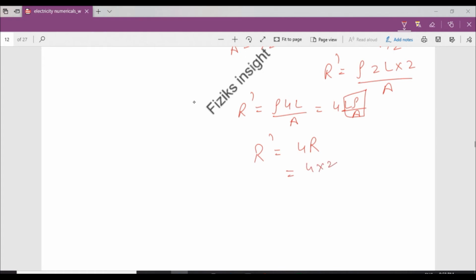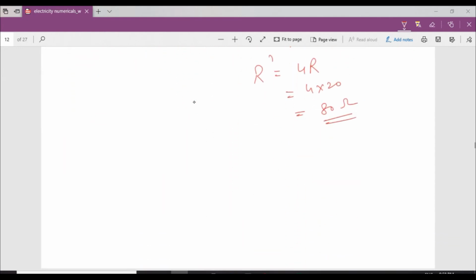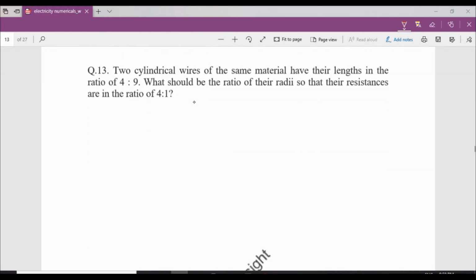4 into 20, so it comes out to be 80 ohms. I hope this question is again clear to you. Okay, proceeding to the next question. Two cylindrical wires of same material have their lengths in the ratio 4:9. What should be the ratio of their radii so that their resistances are in ratio 4:1?